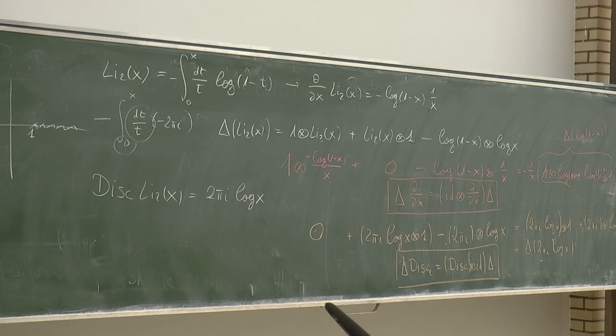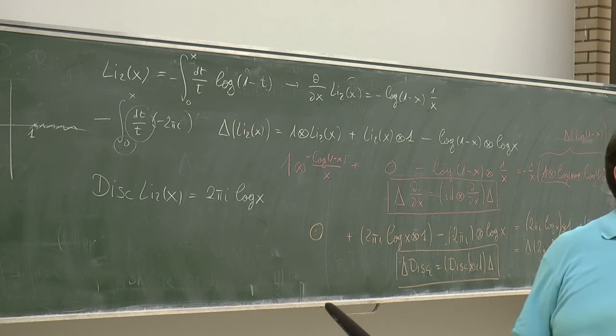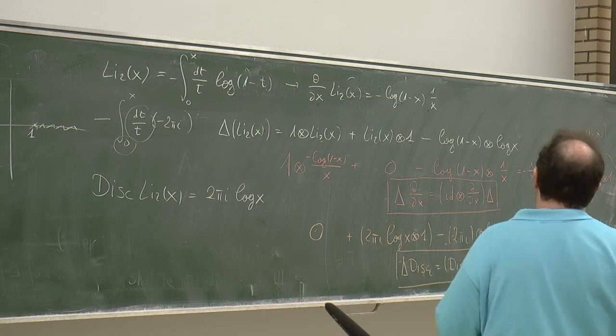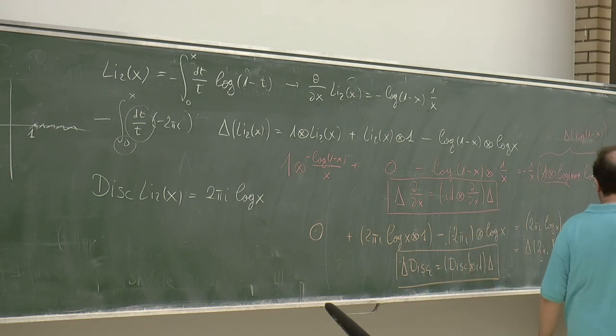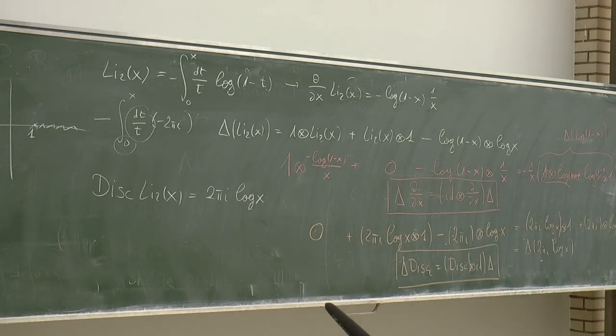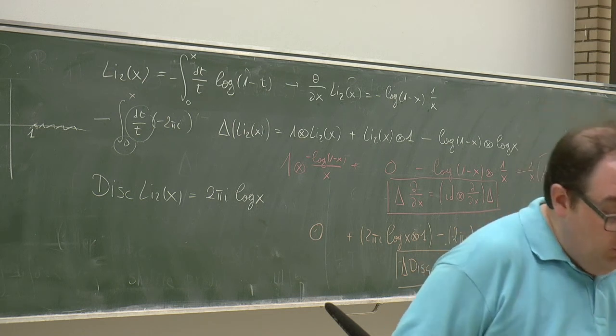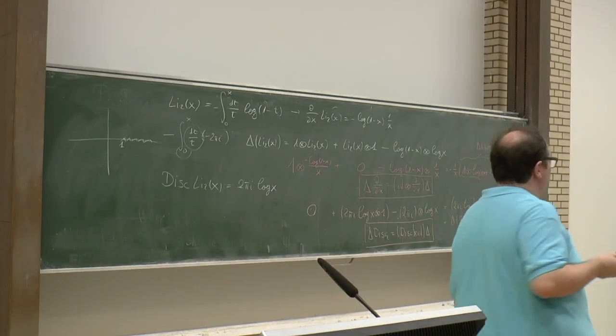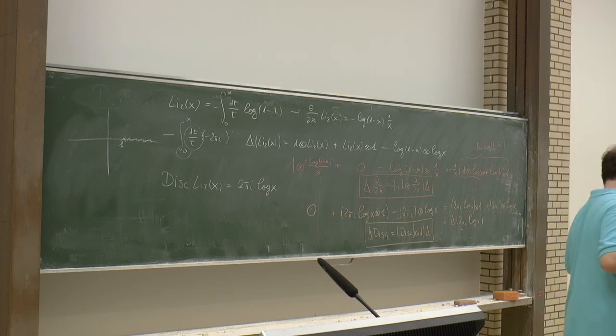Can you repeat once more? How do you reconstruct this constant and how do you know it's a constant? So the constant is reconstructed by looking at the special value. But how do you know what weight it is? So the weight I know because we said there are no relations.